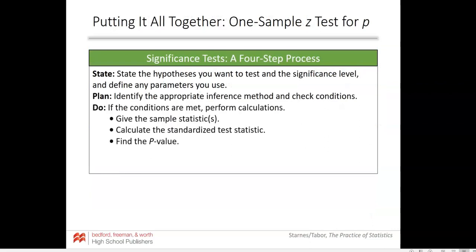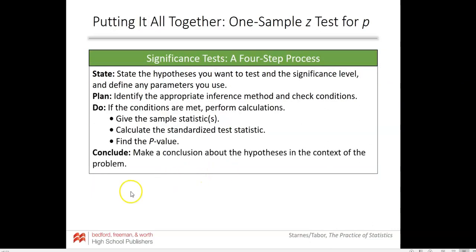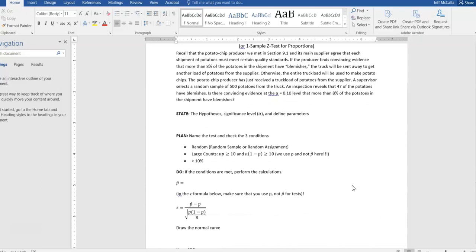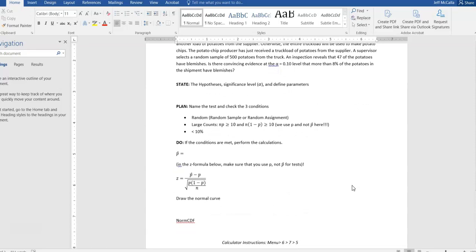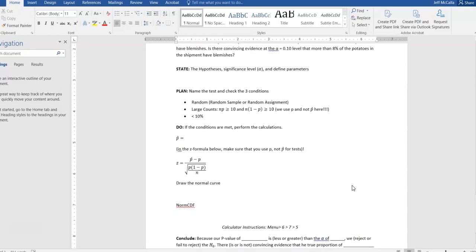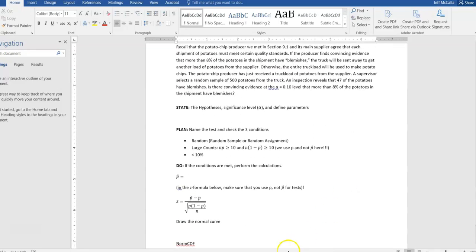These are the 4 steps that you have. You can write those down. I just want to show you this. This is what you get in class. It's a template for a one prop z test, which is what we're going to do in full here. So this is what you could use as your template. If you want to stop that and show that, you can.